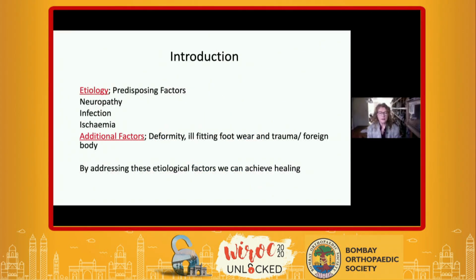Now then, the predisposing factors, the etiological factors, are neuropathy, infection and ischemia, which Mike has already alluded to. Additional factors that are coming through our doors on a regular basis that cause soft tissue damage are deformity, ill-fitting footwear and trauma from foreign bodies especially. Now, it's by addressing these etiological factors that we can achieve healing.